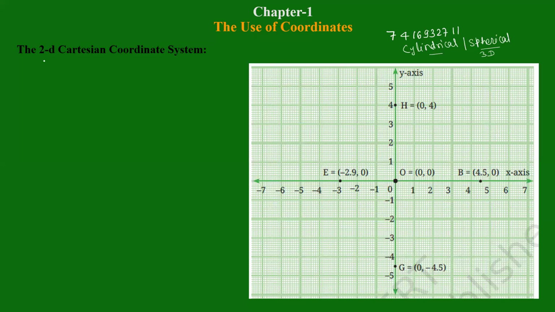In two dimensions, only two coordinates, only two variables, are considered, and those are x and y. From school days, you are learning that this horizontal line is called the abscissa, and we represent it with x. The vertical line that crosses this horizontal line is called the ordinate and is represented by y in the case of two dimensions.